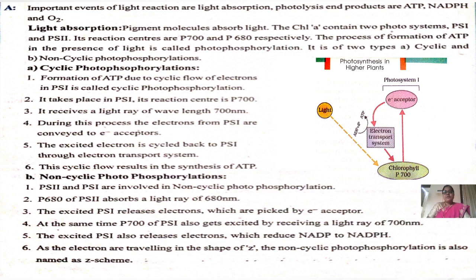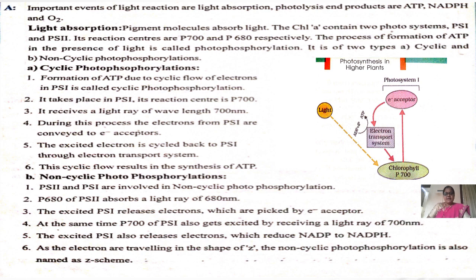In photosystem 1, the reaction center is P700, and in photosystem 2, the reaction center is P680. What is meant by photophosphorylation? The process of formation of ATP in the presence of light. It is of two types, cyclic and non-cyclic photophosphorylation. Now I will show the diagram of the cyclic photophosphorylation.